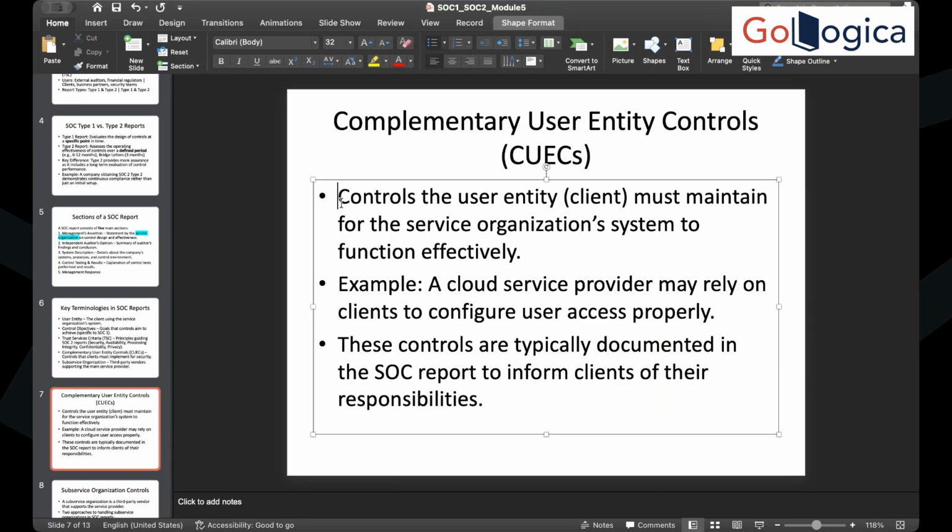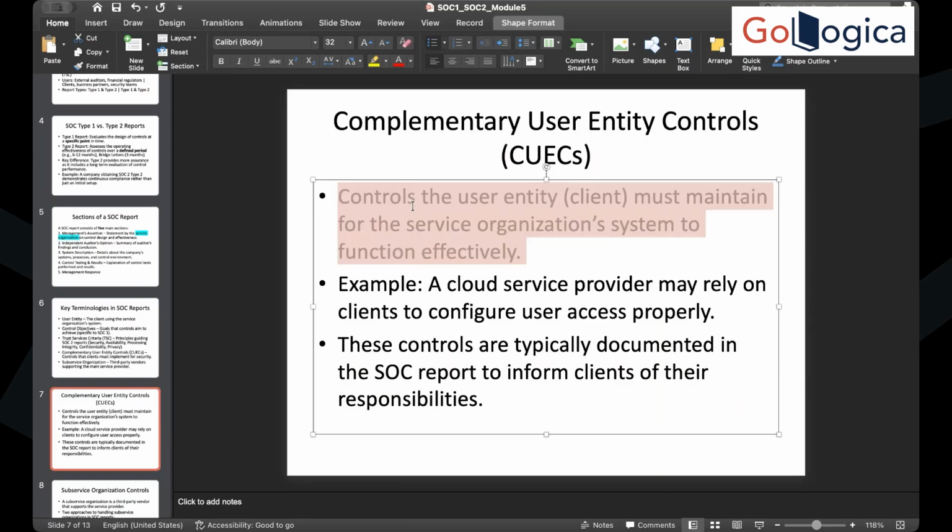So in this case, the user entity would be Apple. So Apple must maintain controls for the service organization's system. The service organization would be Cisco. Correct. And what does it say underneath? Basically, it's controls that Apple must maintain for Cisco's system to function effectively. So now you get the context, right? That's why I'm saying that Apple needs to inform me.